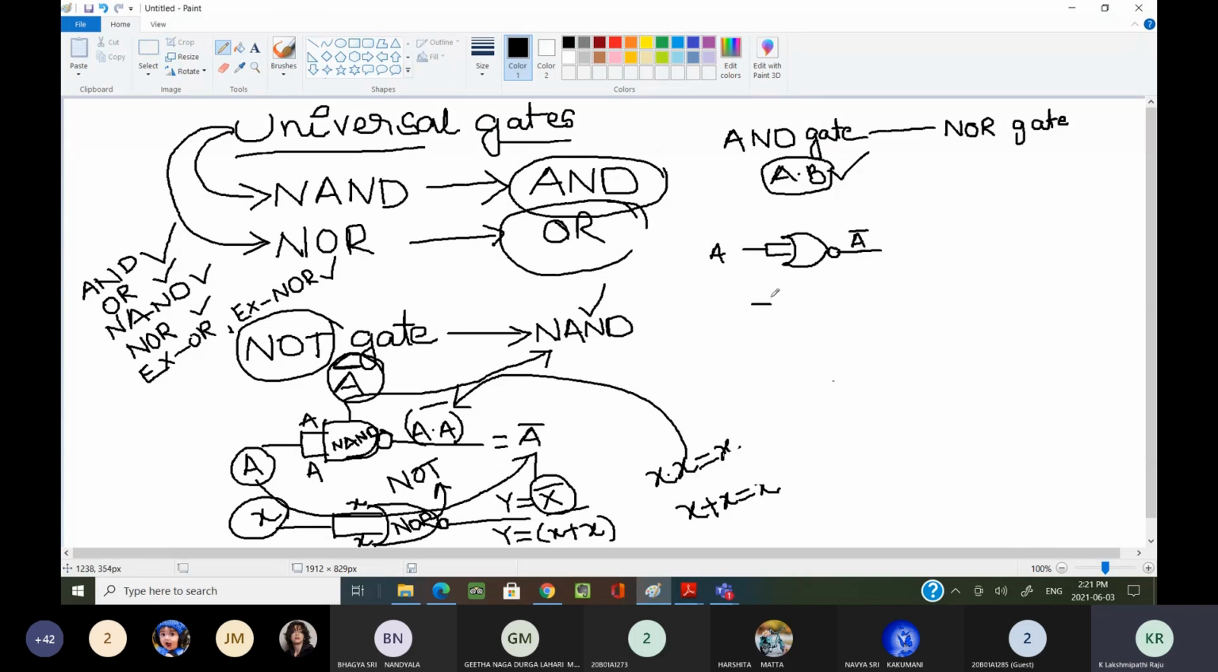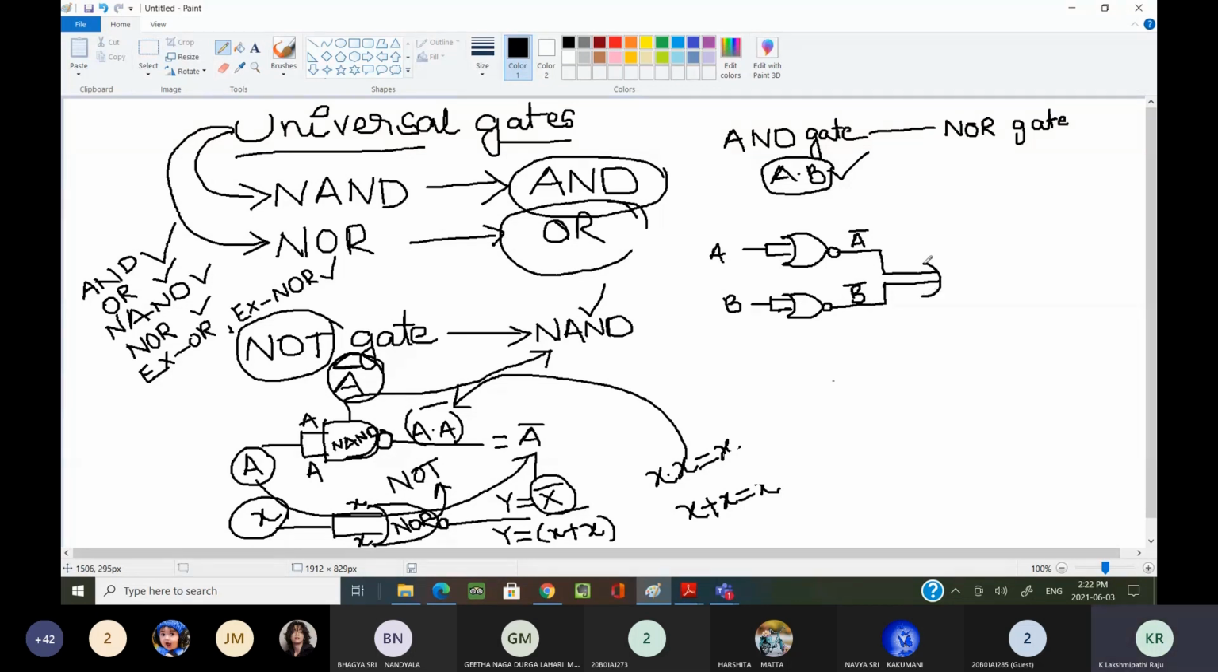Now I am taking one more NOR gate. Now I am giving my second input B. Now what am I getting here? I am getting B complement. Now these two outputs I am giving as inputs to the third gate.